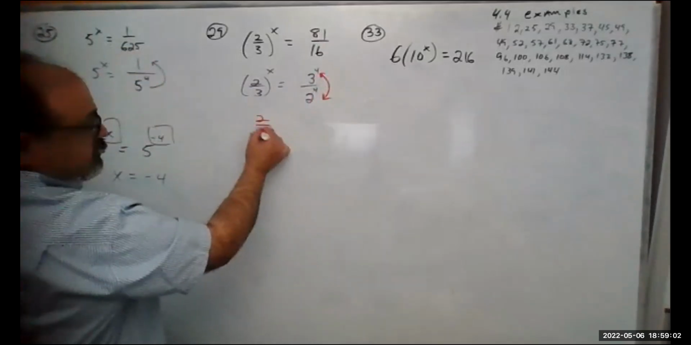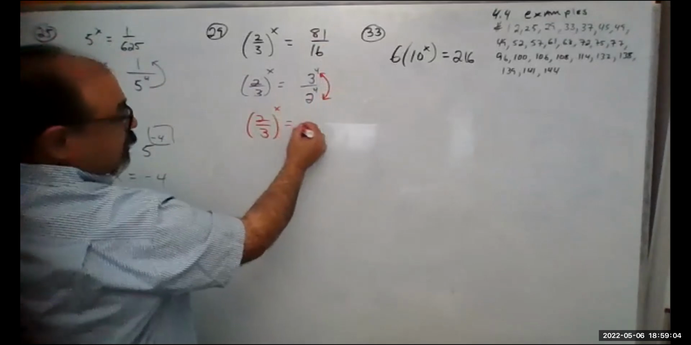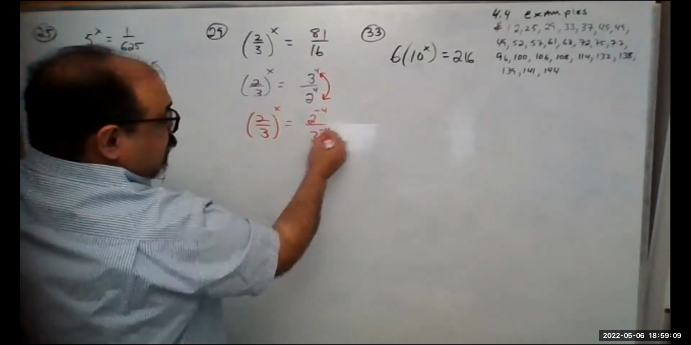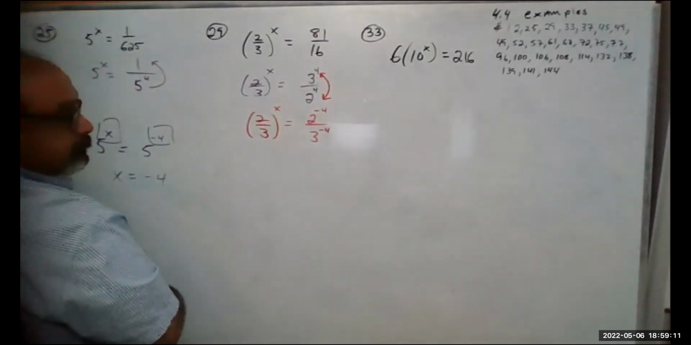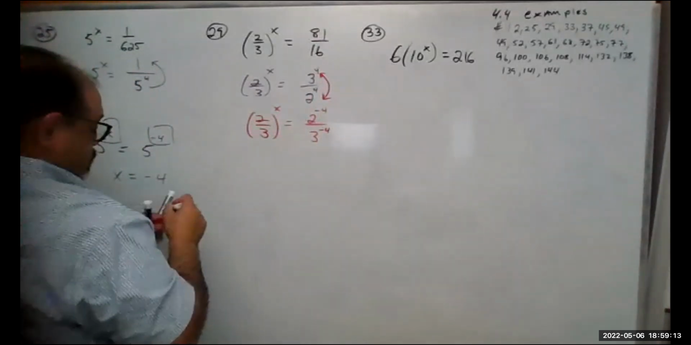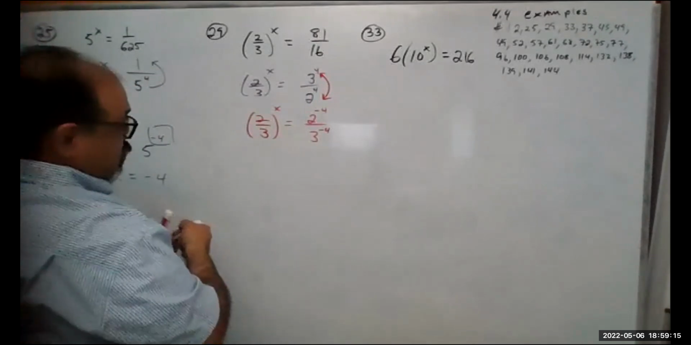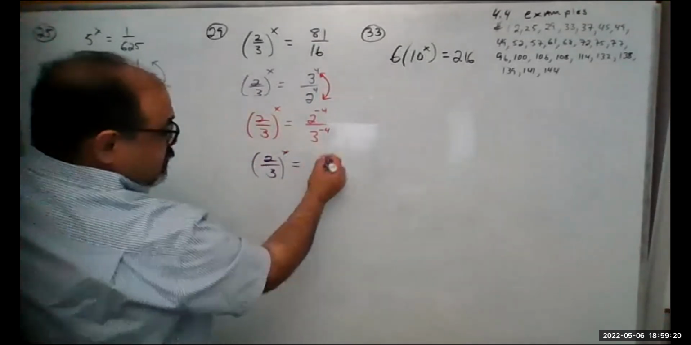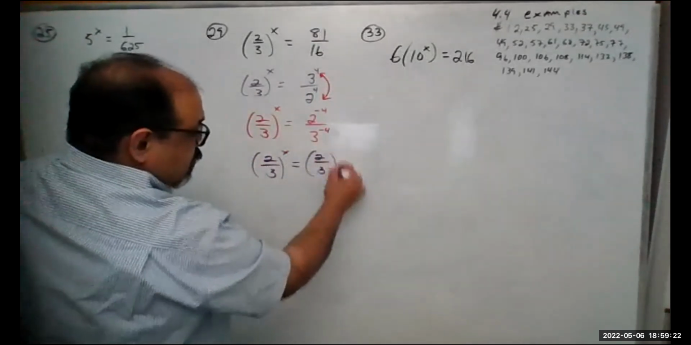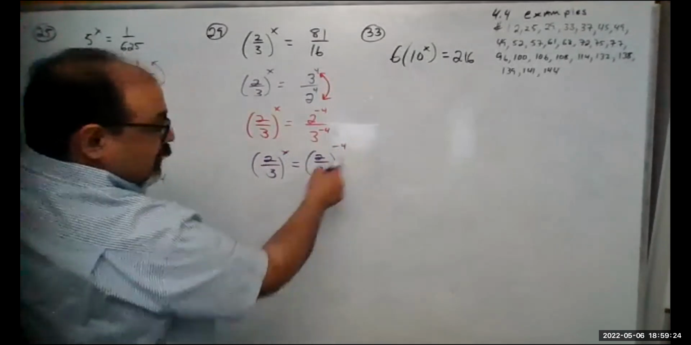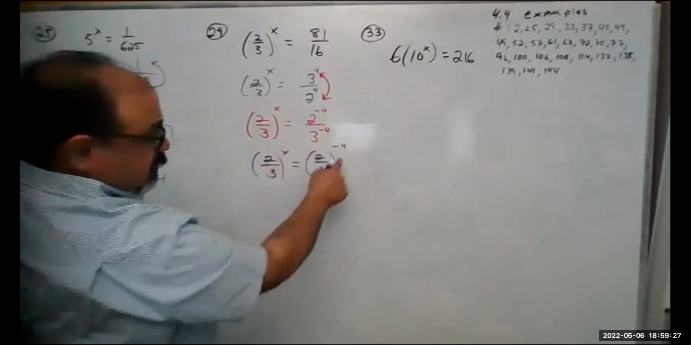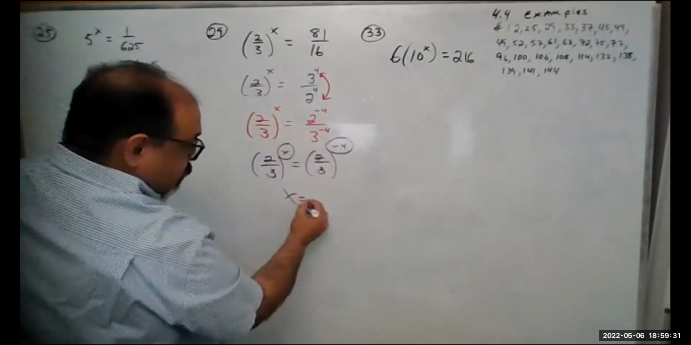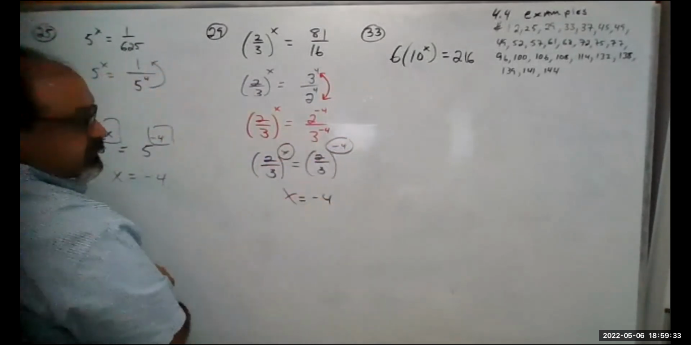So 2/3 to the x power is 2 to the negative 4 over 3 to the negative 4 on this side, which means your 2/3, this base on the left, is equal to 2/3 to the negative 4 power on that side. 2/3 to the x equals 2/3 to the negative 4. So this x has to equal negative 4. Same base.